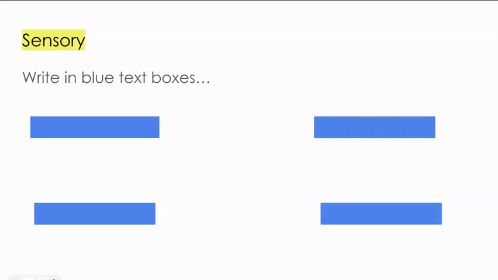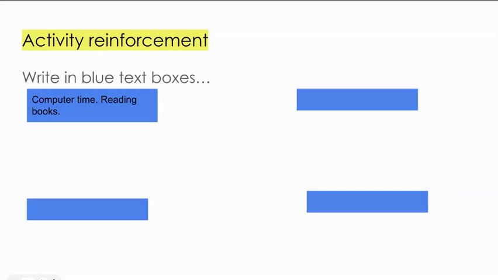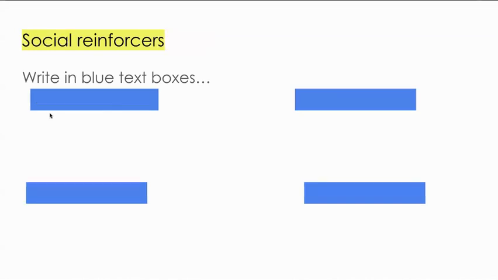Another formal property is sensory. A lot of my students and clients with autism really enjoy sensory reinforcers. Light up toys, toys that have sounds, songs, for example, are things that are reinforcing. Tangible, so those are physical items that they have access to. And activity reinforcers. I have one example here: computer time, reading books is an example of an activity reinforcer.